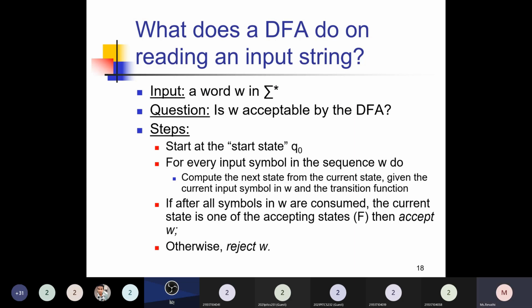What does a DFA do on reading an input? The input is nothing but a word. What is a word? It is a collection of alphabets. Is W accepted by the DFA or not? First we start from the start state Q0 and from the first symbol of the word. Based on the current state and the current input symbol, it decides the next state. Likewise, we process all the symbols. At the end of the string, we should reach the final state. If we reach the final state, the string is accepted. Otherwise, the string is rejected by the finite automata.